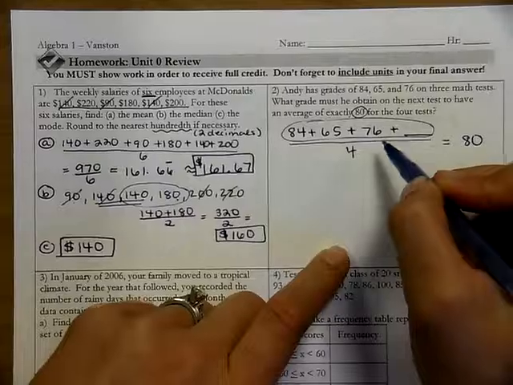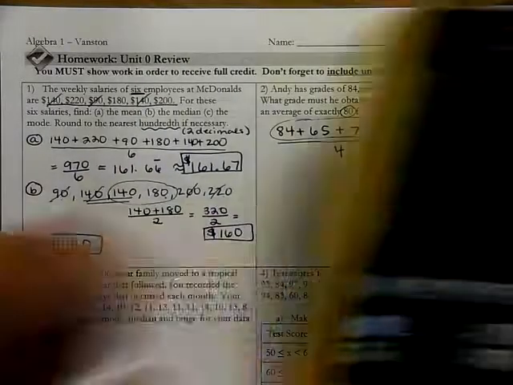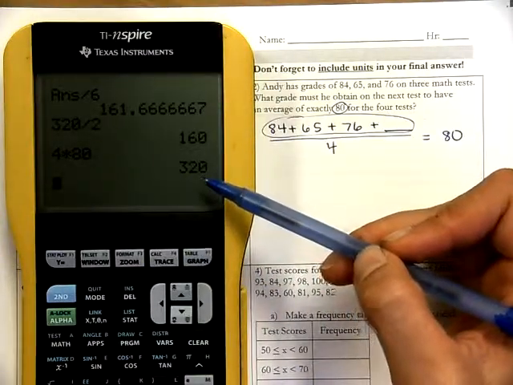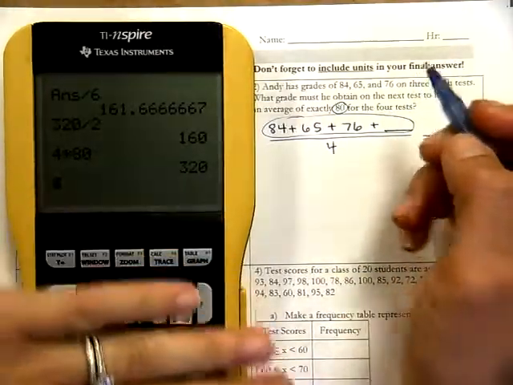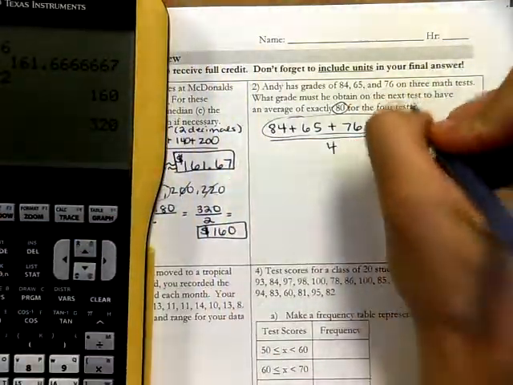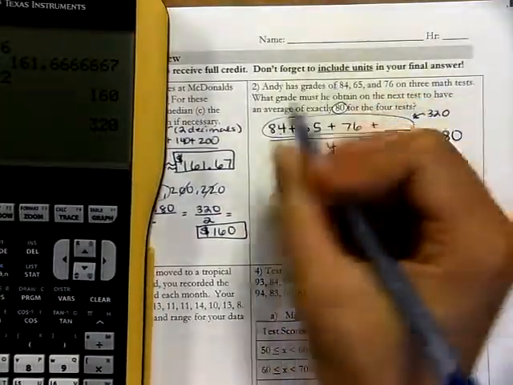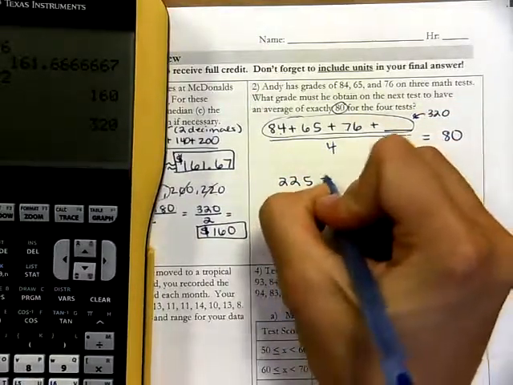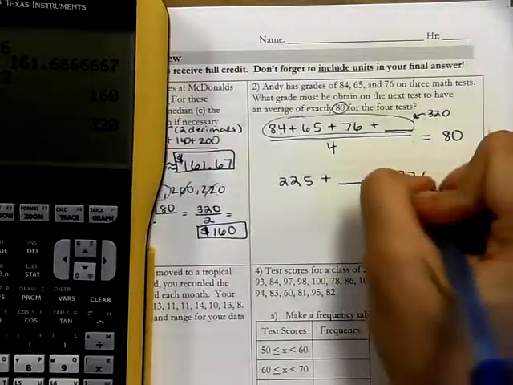Now if I don't know what that number is in my head, I can multiply 4 times 80, and that'll mean that is 320. So 320 divided by 4 is 80, if 4 times 80 is 320. So this number up here has to be 320. Well, when I add up these 3 right now, that ends up being 225. So 84 plus 65 plus 76 is 225. Plus some number, that has to be equal to 320.